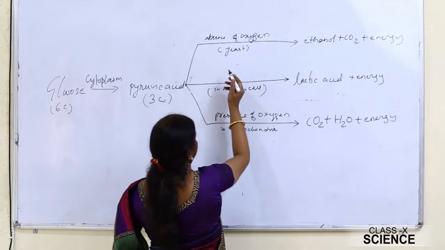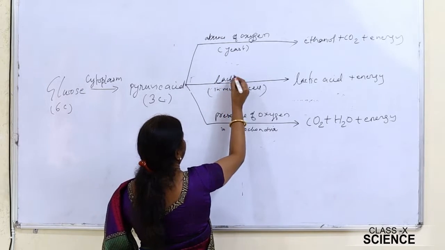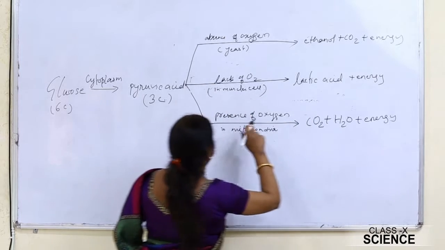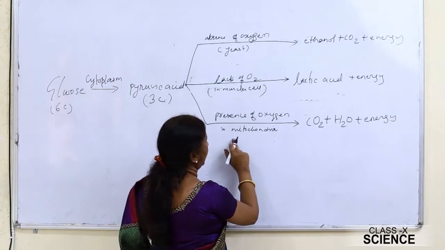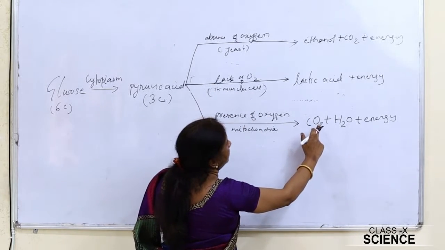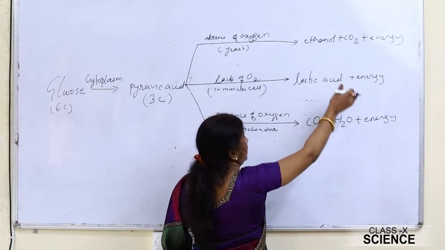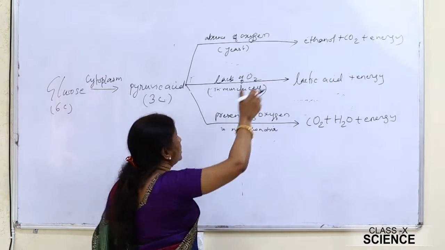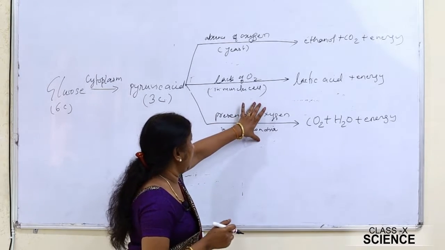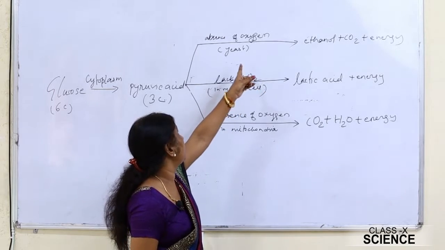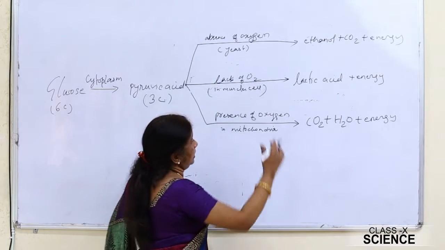In the lack of oxygen, it is lactic acid and energy. In the presence of oxygen, aerobic respiration taking place inside the mitochondria, it is carbon dioxide, water and energy. In all the cases, energy is liberated. Now you see here, the energy produced in case of aerobic respiration is much higher as compared to the energy produced in case of anaerobic respiration.